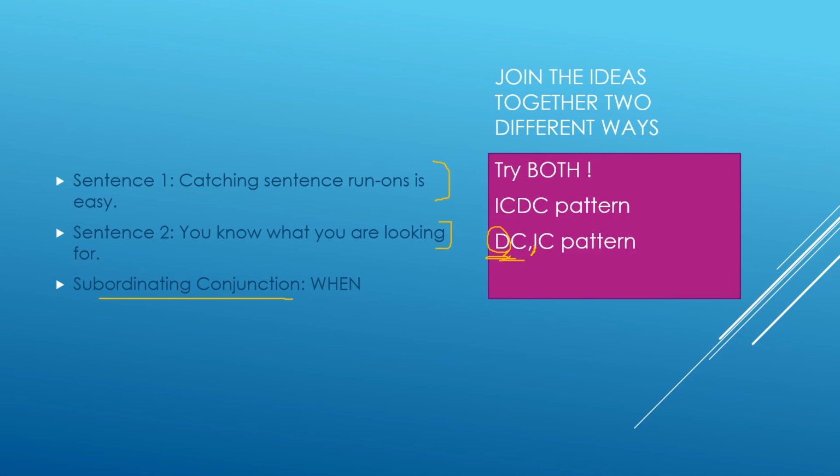So if we use when, you can say catching sentence run-ons is easy when you know what you are looking for. So that's an independent clause going right smoothly into the dependent clause. That's the ICDC pattern. The other thing you can do is put the when in the first position, our dependent word: when you know what you're looking for, and then we have a comma. Catching sentence run-ons is easy.